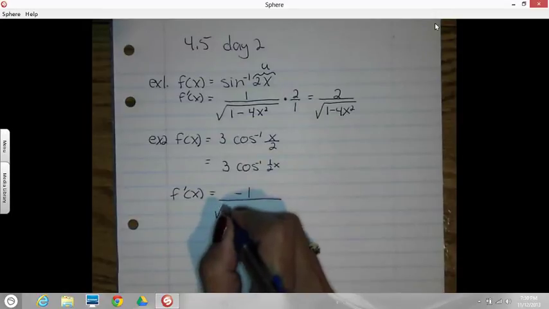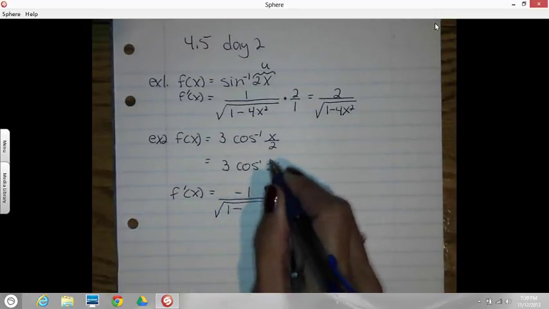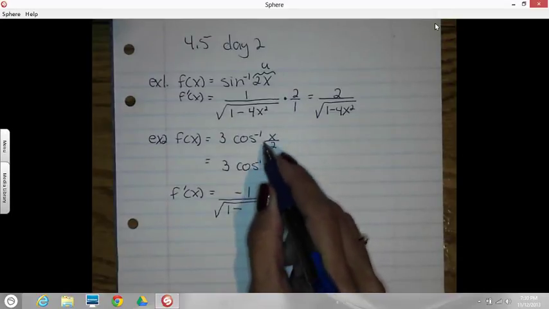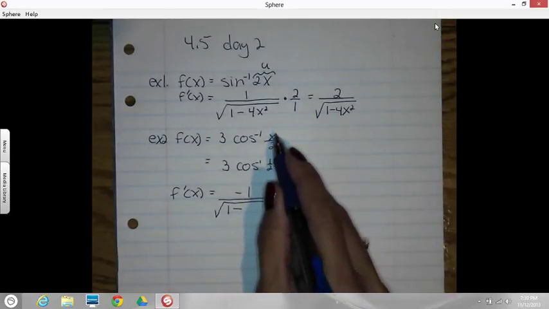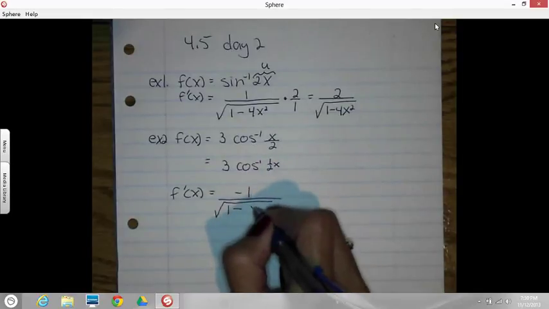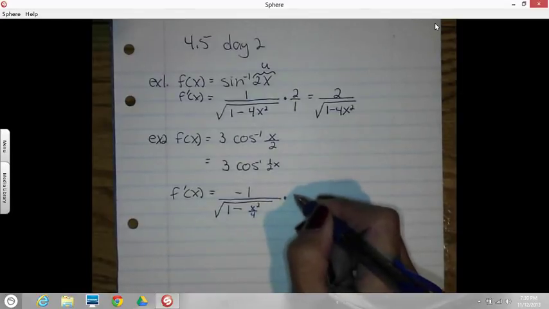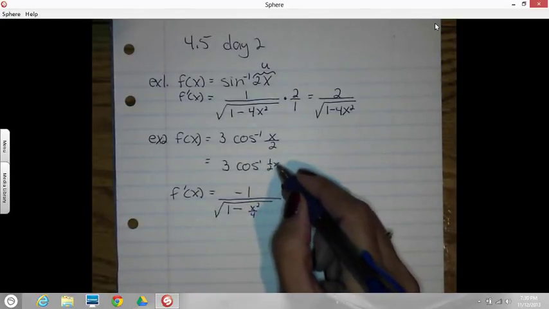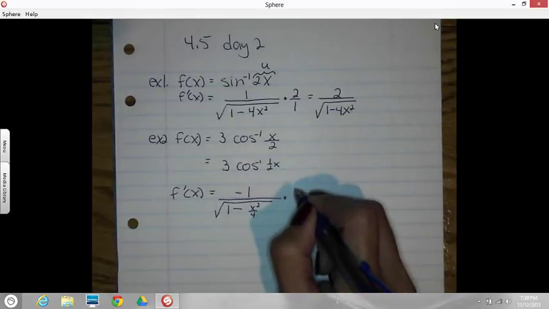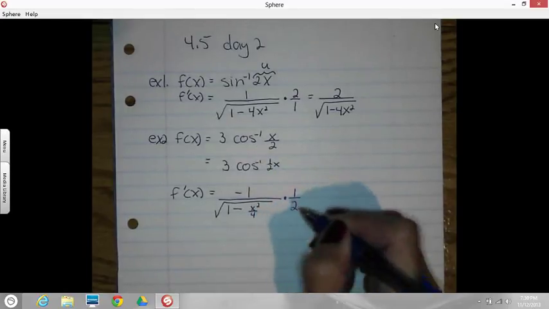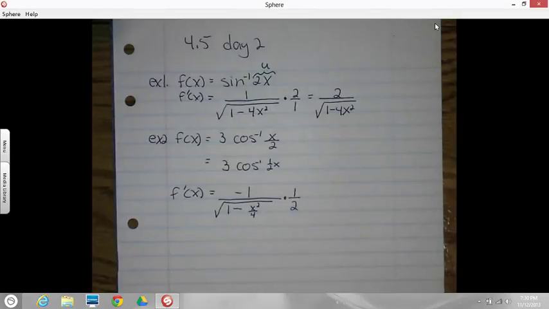Square root of 1 minus u squared. I'm actually going to square this one to keep it a single fraction. That's going to be x squared over 4. And all of that's under the square root times u prime. Easier to see the derivative here. U prime is going to be 1/2. Okay, would be nice if we could leave this, but we've got a fraction down in the bottom of this fraction. We're going to simplify that.